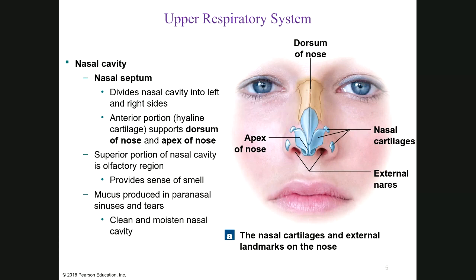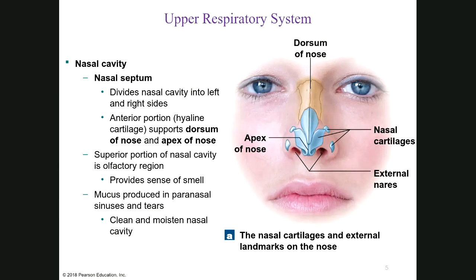The nose is separated by the nasal septum into left and right sides, and the anterior portion is hyaline cartilage. Remember, hyaline cartilage is there to keep the airway open, so the structures that allow air in are made of hyaline cartilage. It supports the dorsum of the nose and the apex of the nose. The superior portion of the nasal cavity is where the olfactory receptors exist.